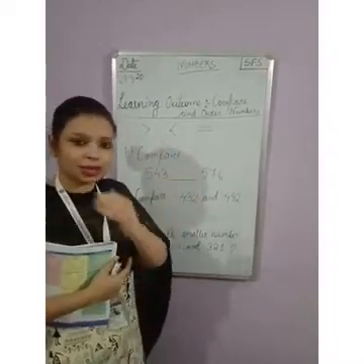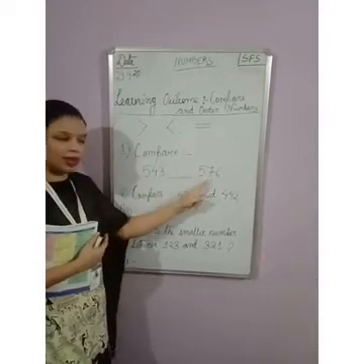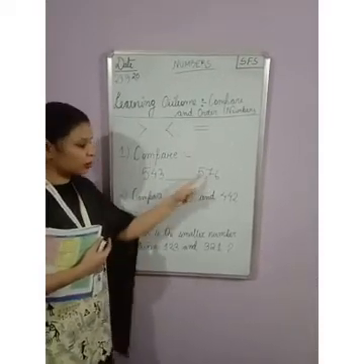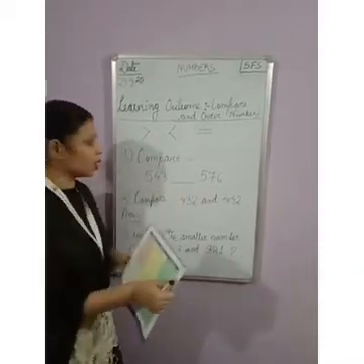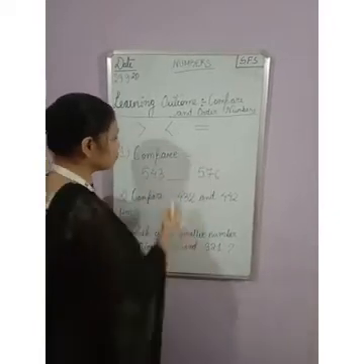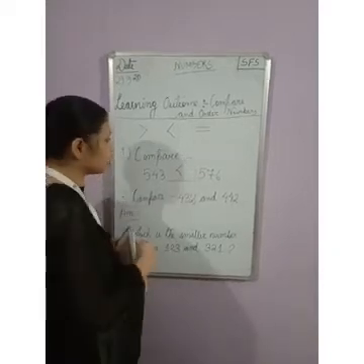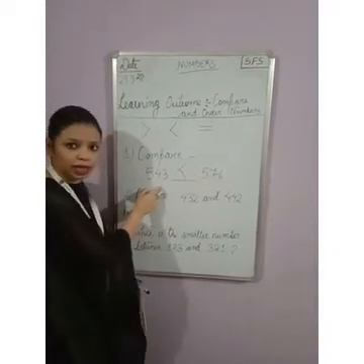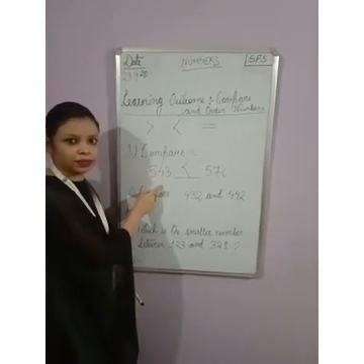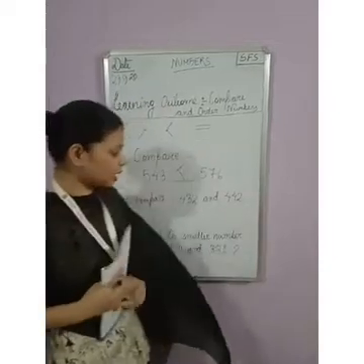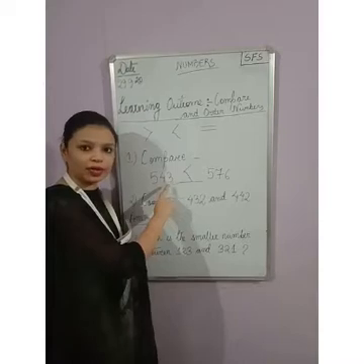Then we go to the tens place. What is the digit in the tens place here? 4 and 7. Now which is the bigger number here? The bigger number is 7. Okay, 7 is bigger than 4. So what sign will we put? We will put this sign. So I can say that 576 is bigger than 543.